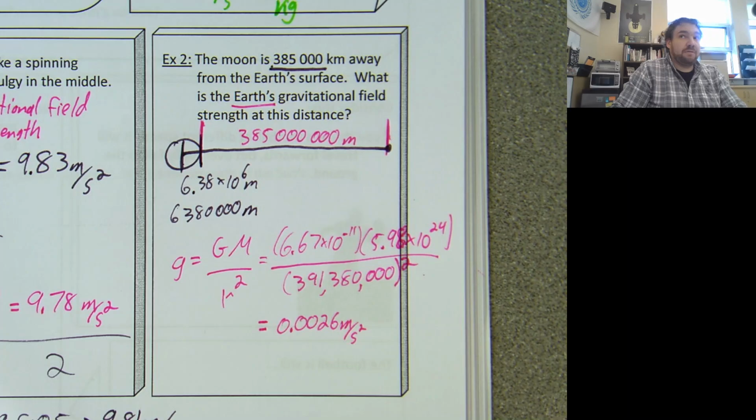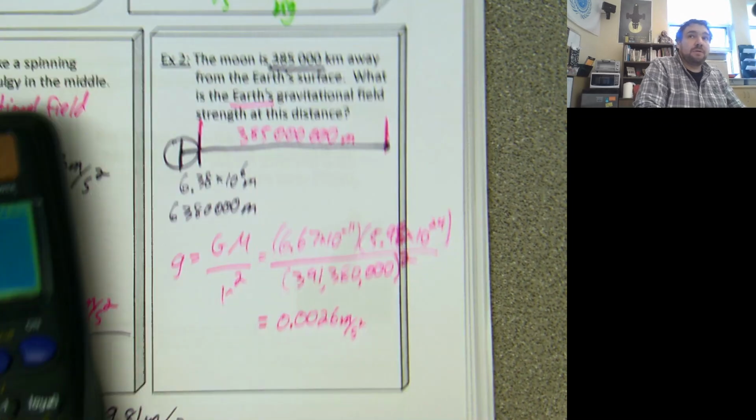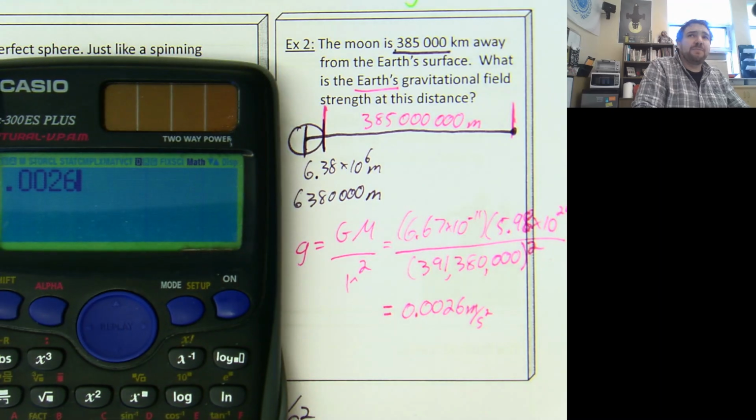And the question is, if gravity is so small out there, why does the moon stick around? Anybody want to take a guess? If Earth's gravitational field strength is 0.0026, why does the moon stick around?